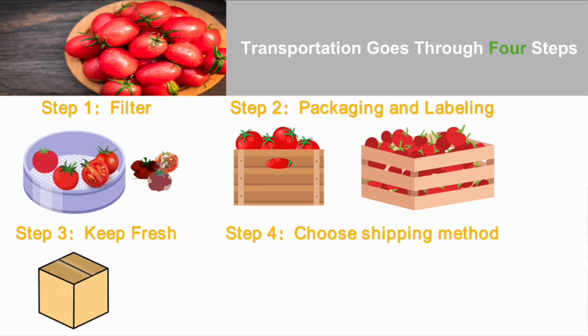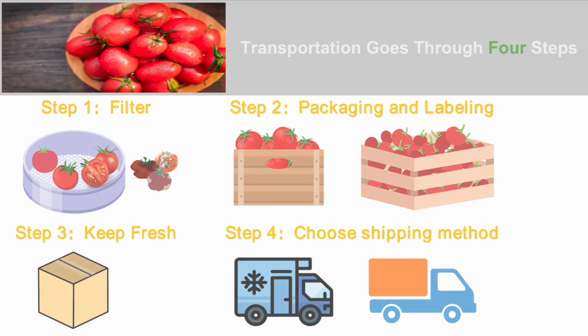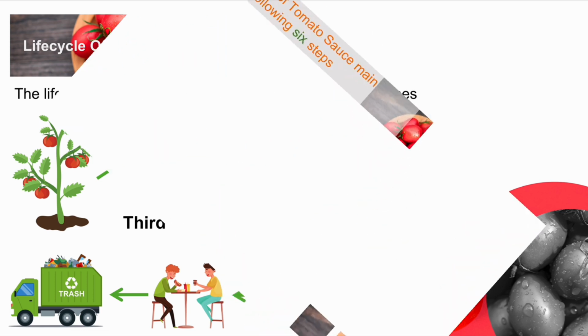Finally, you can choose the mode of transportation. Generally speaking, long-distance transportation should choose refrigerated transportation, and short-distance transportation can choose ordinary freight. Then comes the most important stage of tomato sauce production: processing. The processing of tomato sauce consists of the following 6 steps.